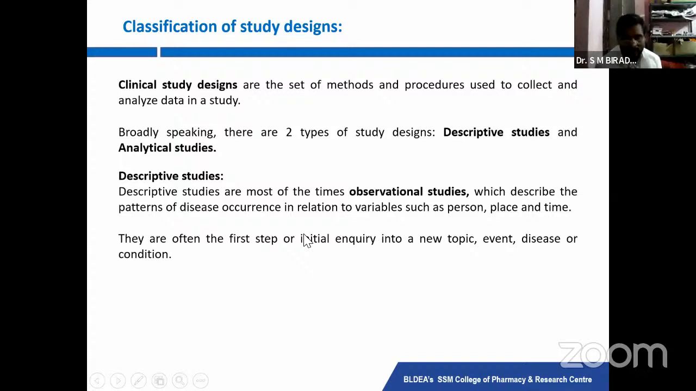Suppose you assumed something in an observational study. What is the proof that these symptoms developed because of the cold? For that, again, you have to do certain research activity to get more data, more evidence. So they are often the first step or initial inquiry into a new topic, event, disease or condition. Most of the time, an observational study gives you a new topic to carry out in future.